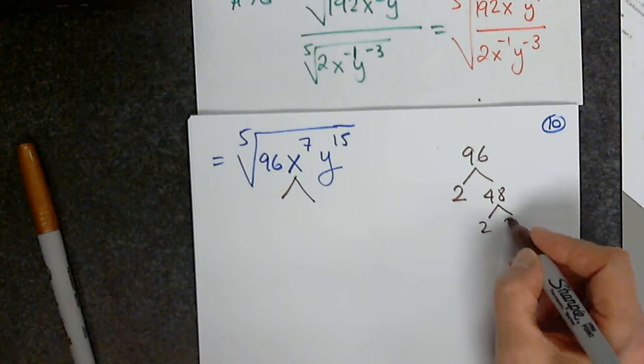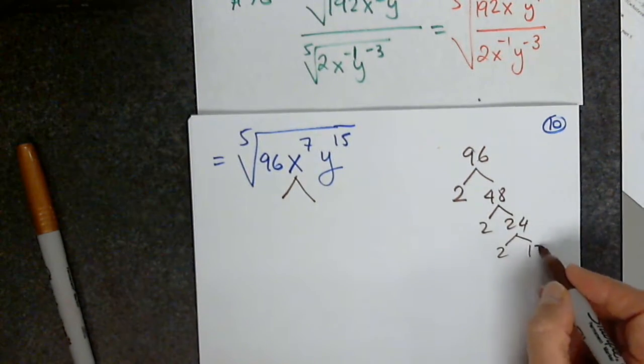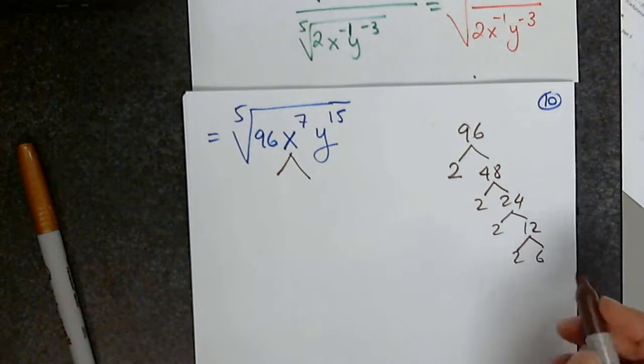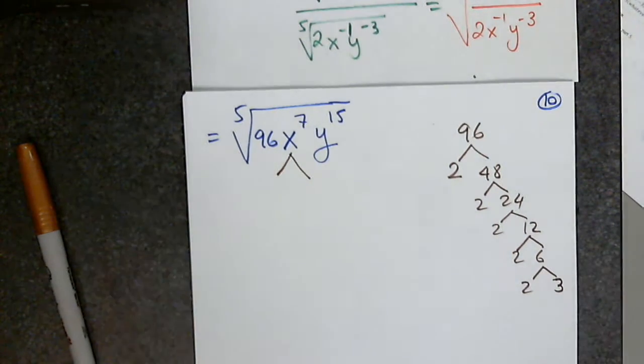And then 2 again, and I get 24, and then 2 again, and I get 12, and 2 again, and I get 6, and 2 again, I get 2 and 3. Nice.